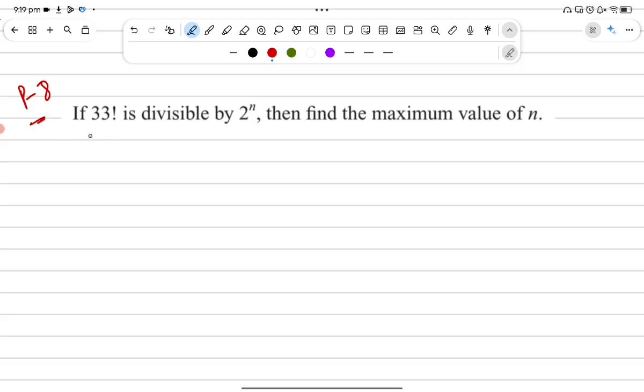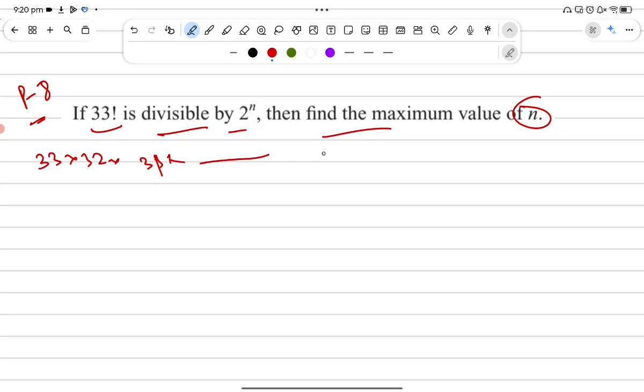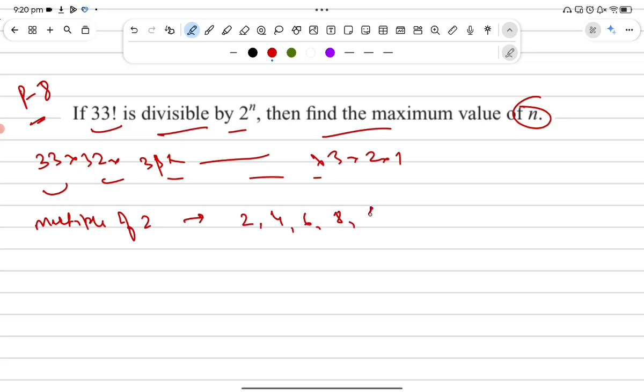We're given that 33 factorial is divisible by 2 to the power n, and we're supposed to find the maximum value of n. Sweet. So 33 factorial. So that would be 33 into 32 into 31, like that, 3 into 2 into 1, right? So how many of these are going to be multiples of 2? We'll have to count the multiples of 2. How many of them? So 2, 4, 6, 8, 10, like that. 16 numbers. They're going to be 16 multiples, right? We have to count the powers of 2, right? That's why we are doing this.